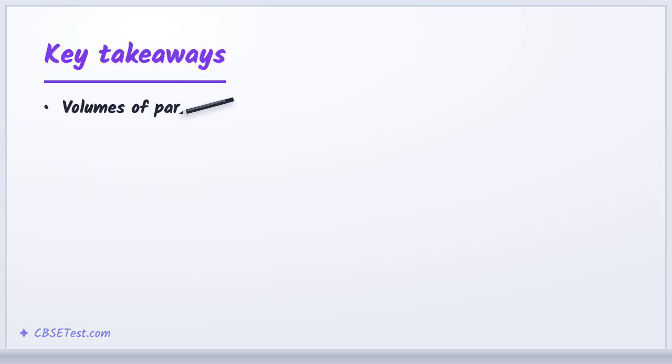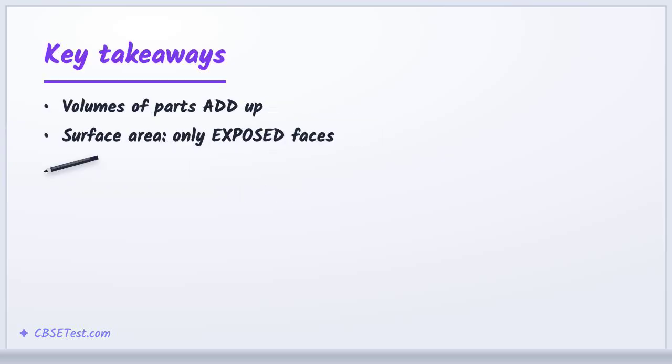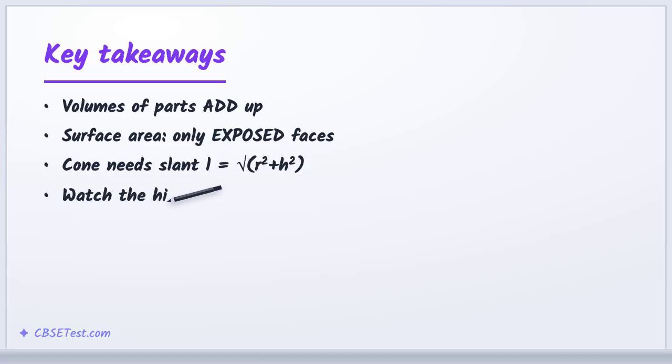To recap, when solids combine, add the volumes, but for surface area, count only the exposed faces. Remember the cone's slant height and always watch for hidden joining surfaces.